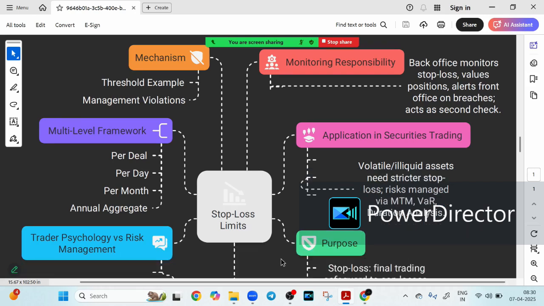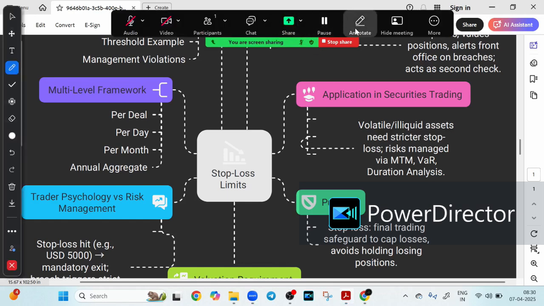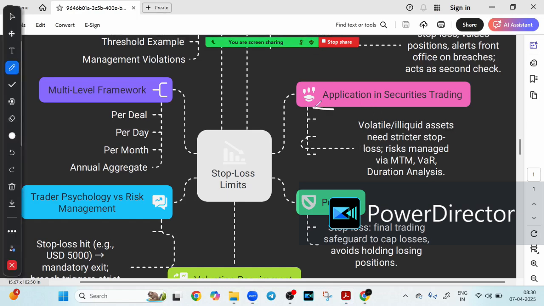Now friends, let's look at the application in security trading. Every aspect which you will see in two to three pages of the book has been covered in just a single page. When you are trading volatile or illiquid assets, the need for a stop loss becomes very intense, right? Why? Because risk is monitored using tools like MTM, mark to market, value at risk, and duration analysis. These are the tools through which risk is monitored.